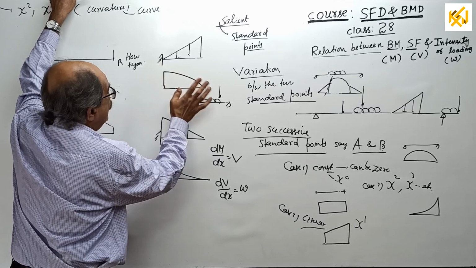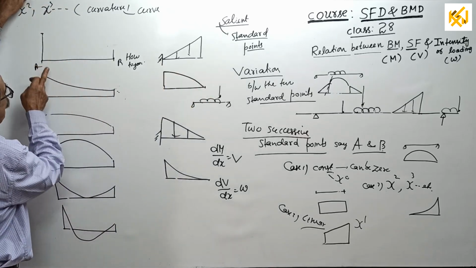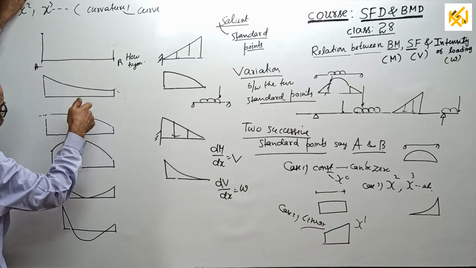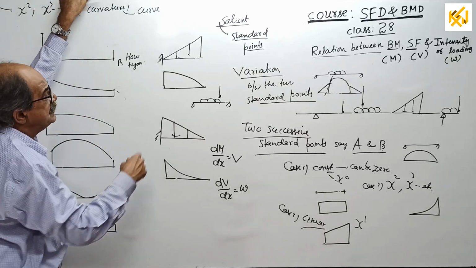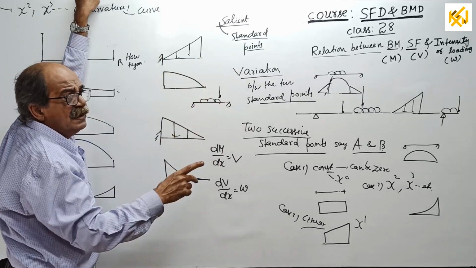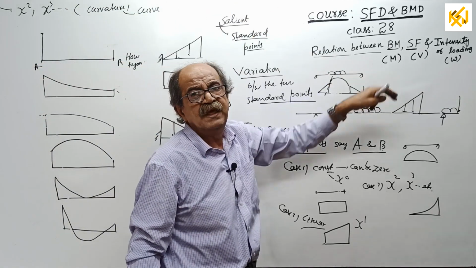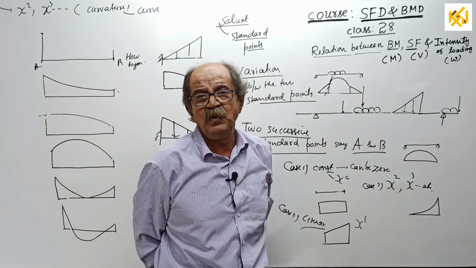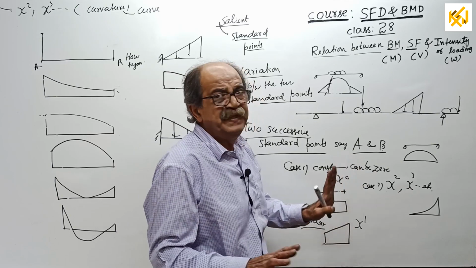So now I think it is clear for you why the relation is important, because see, just joining these two, 1, 2, 3, 4, 5 options here, suddenly why this way, it will be clear only after knowing relation between BM, SF and intensity of load. Now, I will tell one more thing now.